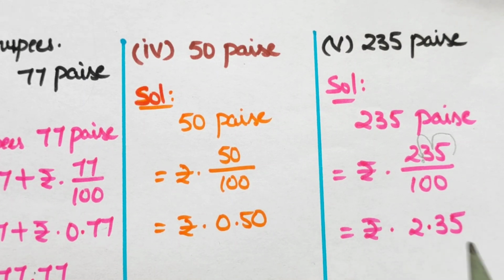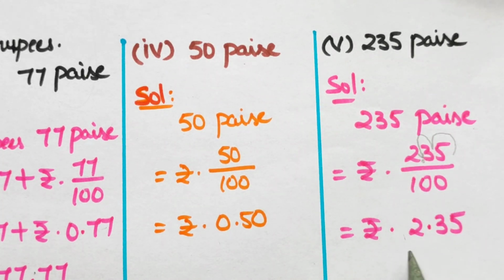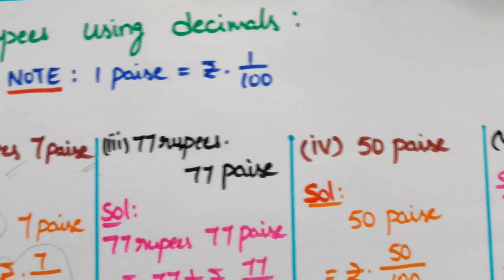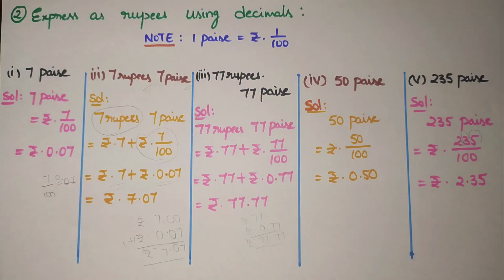That means 2 rupees 35 pies. Here it is only 50 pies and here it is 2 rupees 35 pies. Therefore the answer for this fifth bit is rupees 2.35, 2 rupees 35 pies. Therefore with this fifth bit, problem number 2 gets completed.